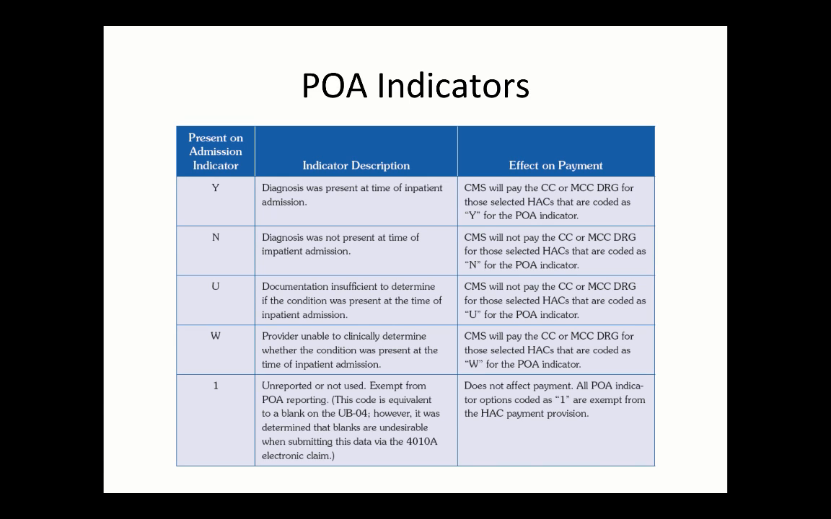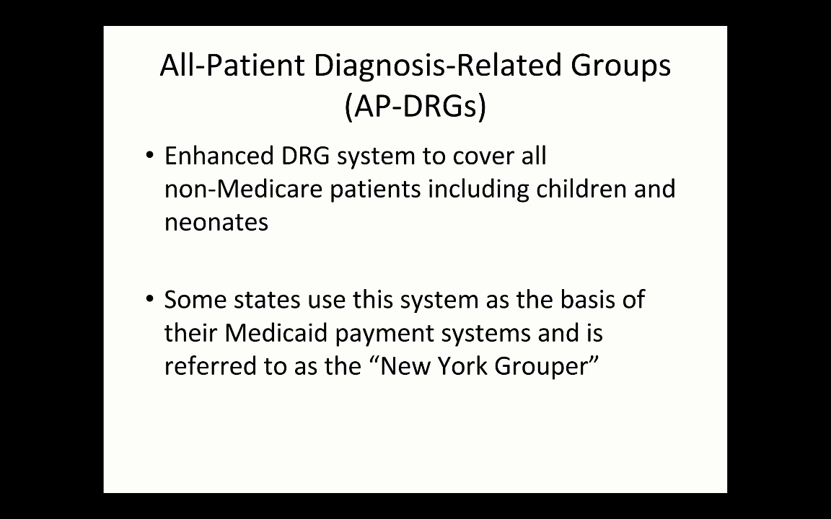the final pages. I recommend that you take a look at these if you're interested in knowing precisely what types of conditions are considered hospital acquired. Another diagnosis-related group is the all-patient diagnosis-related groups, or APDRGs. This is an enhanced DRG system to cover all non-Medicare patients, including children and neonates. In fact, some states use this system as the basis of their Medicaid payment, and it is referred to as the New York Grouper.